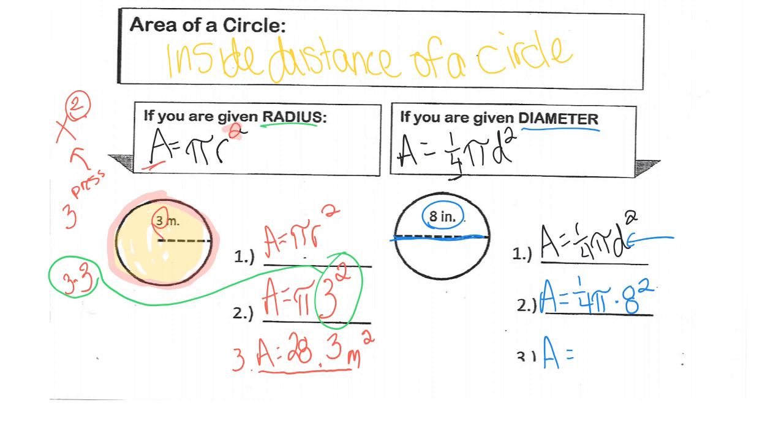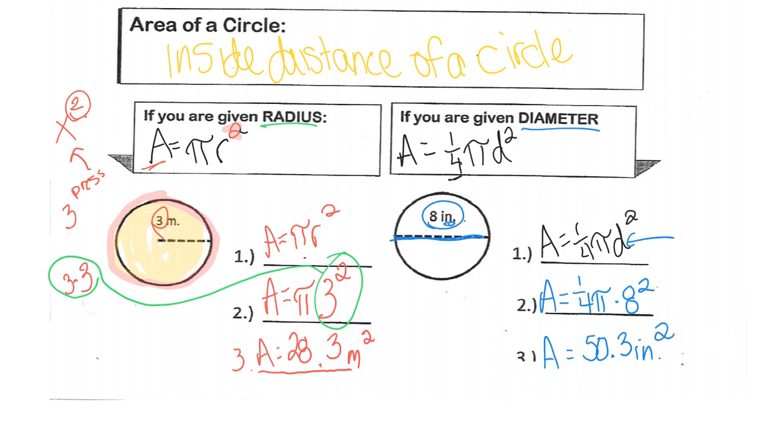When I do that, rounding to the nearest tenths place, I get 50.3. So again, I did 1/4 times pi times 8 times 8, and that gives me 50.3. And again, we use our units, which is inches, and it's got to be squared.